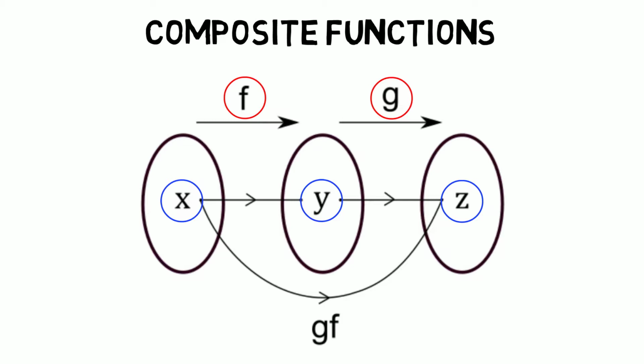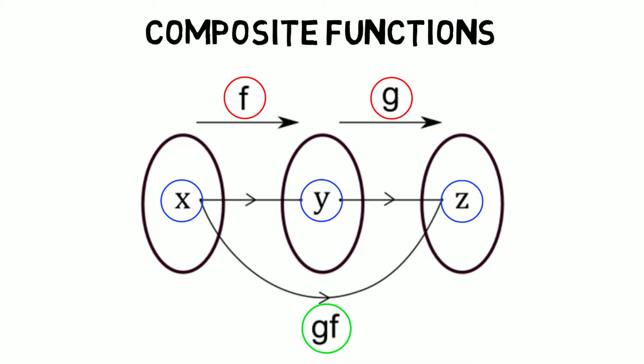The two functions can be combined to obtain function gf, whose object is x and image is z. Notice that when you combine two functions, the first function is always written on the right.